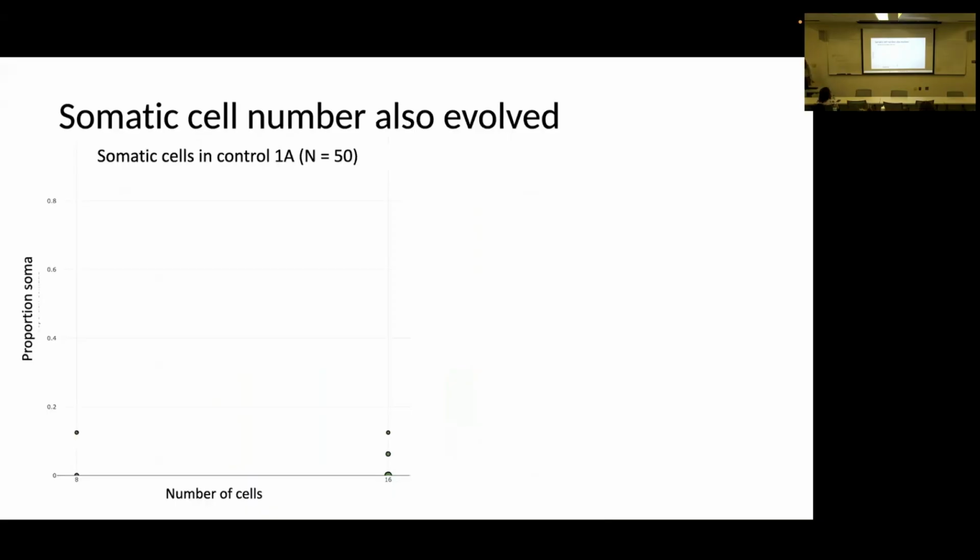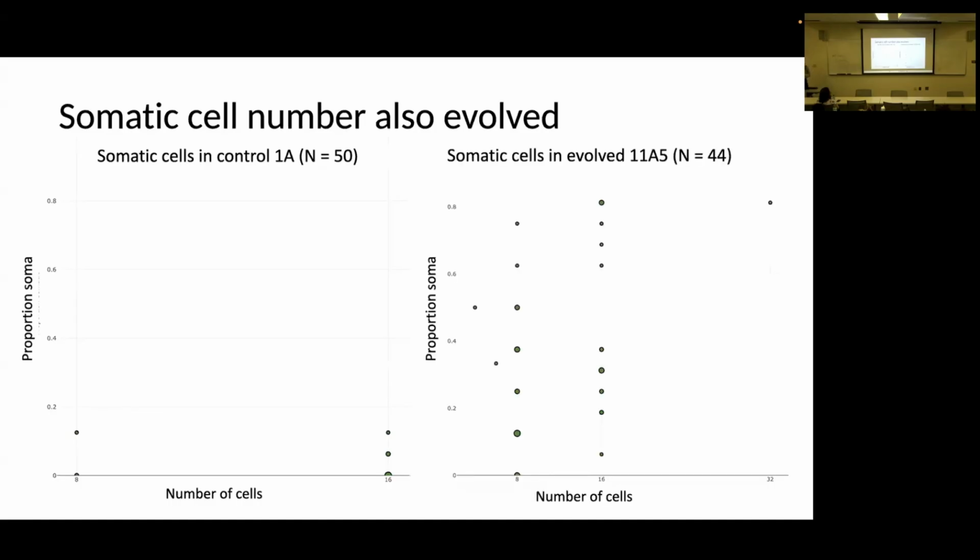I also found that the number of somatic cells per colony evolved. So here you can see the number of cells and the proportion of cells that are somatic cells for our controls. Controls are mostly 16 cells. There's sometimes 8 cells, occasionally 32 cells. And only a small number of cells are somatic. To compare this to experimentally evolved 11A5, you can see there's a huge change in this distribution.